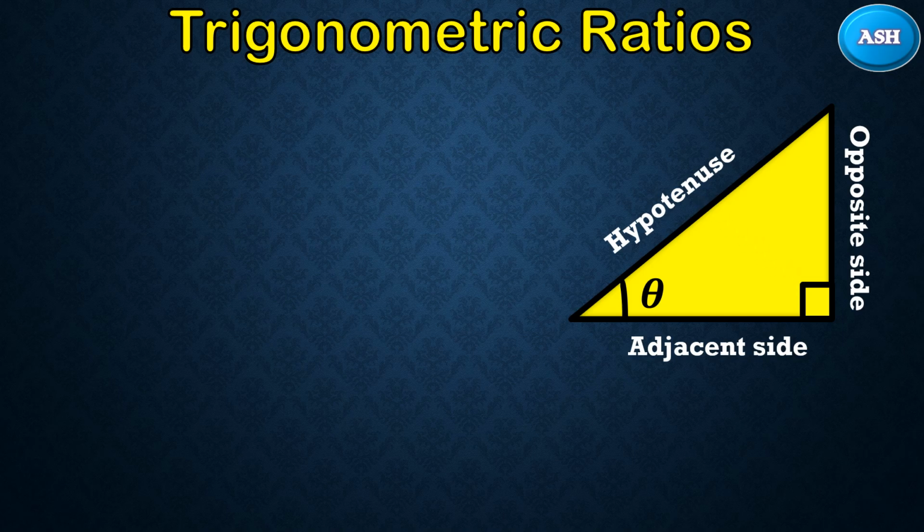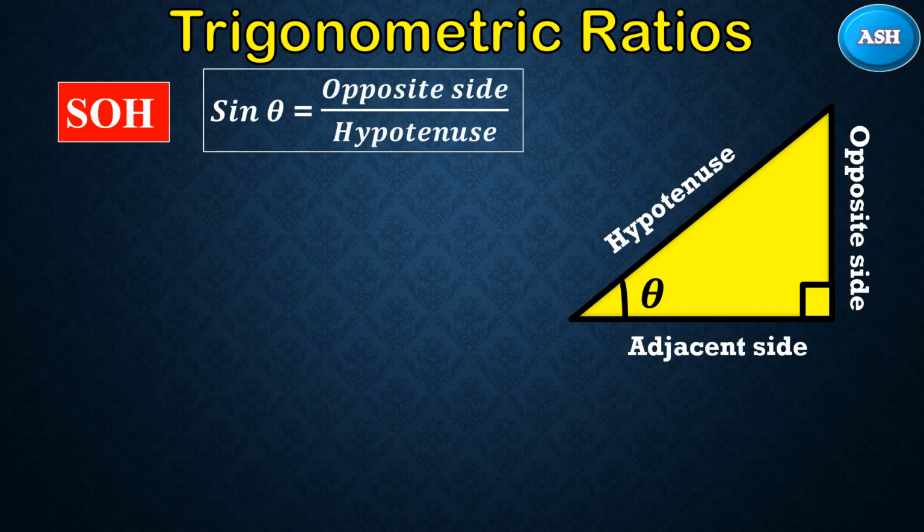Let's see the shortcuts to remember the trigonometric ratios. First is SOH, where S represents sine theta, O represents opposite side and H represents hypotenuse. Now the formula is sine theta is equal to opposite side upon hypotenuse.